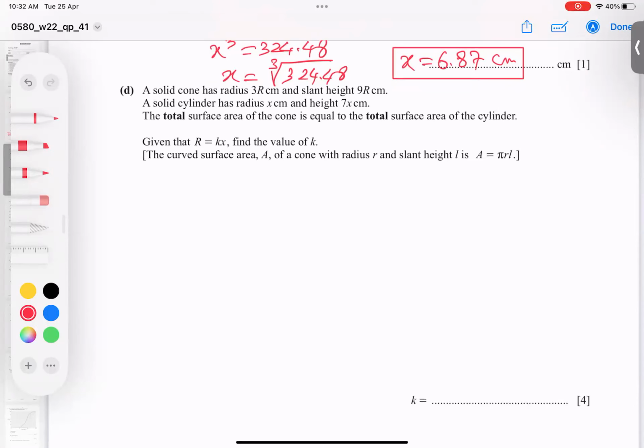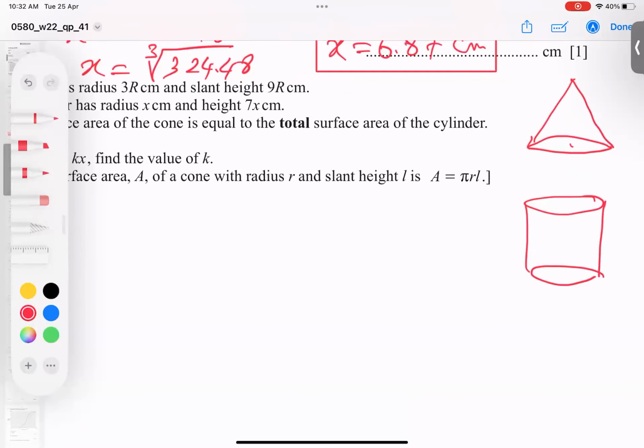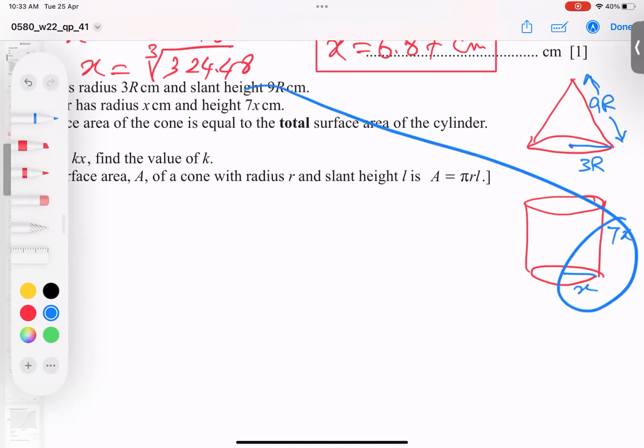Next question. A solid cone has a radius 3r and the slant height is 9r. So have a look here. He has given us a cone and a cylinder, two things. Radius of cone is 3r and slant height is 9r. This is called slant height. And the radius of cylinder is x and height of cylinder is 7x, given by him.